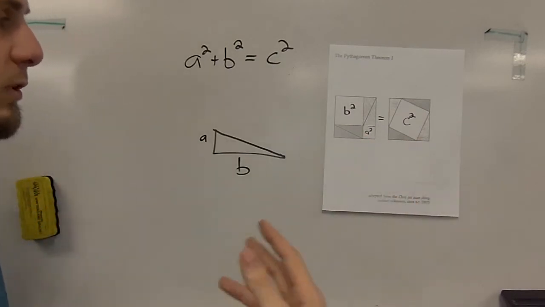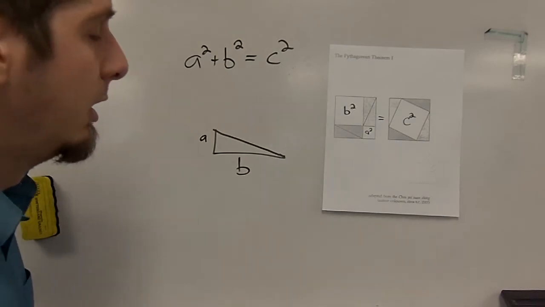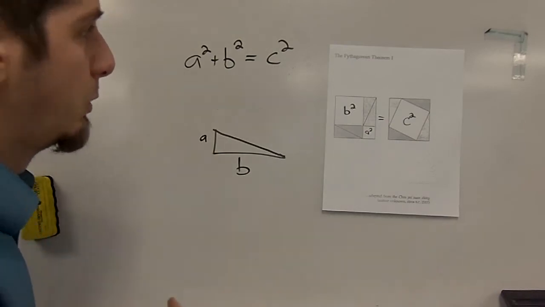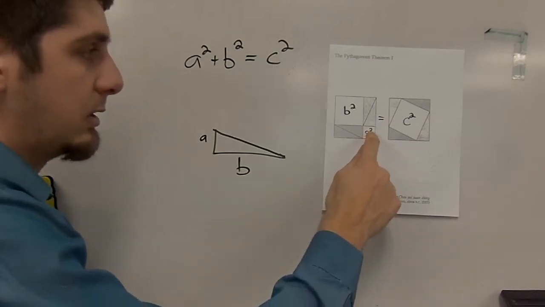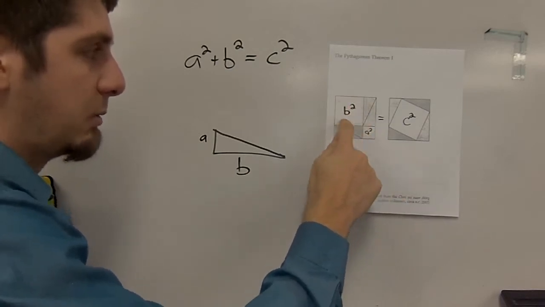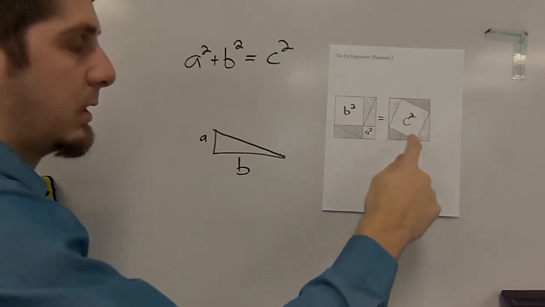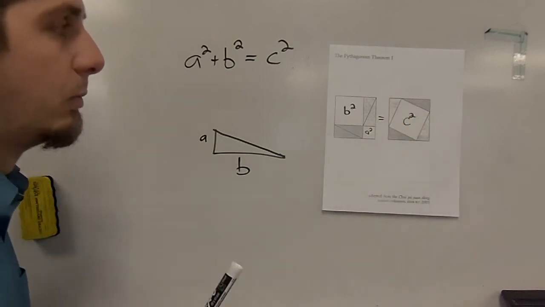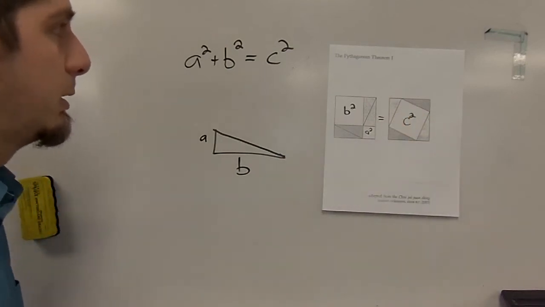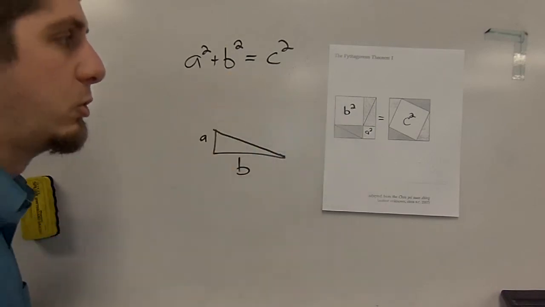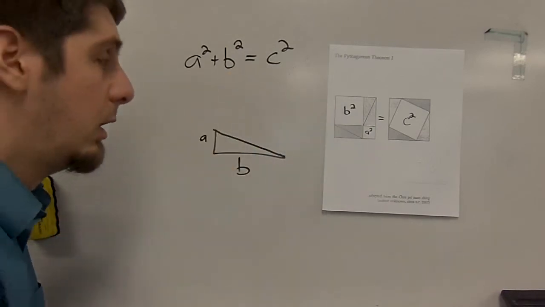So this is a visual proof showing you that a squared plus b squared equals c squared. Here you can see that the space represented by a squared and b squared is the same size as the space represented by c squared. They're equal. So that would be the proof as to why this works. That shows you that yes, this does in fact work.